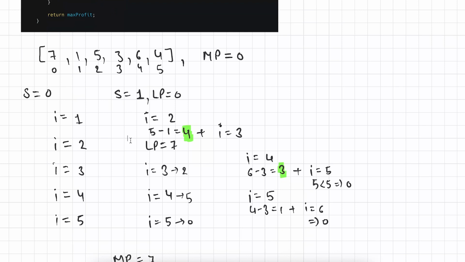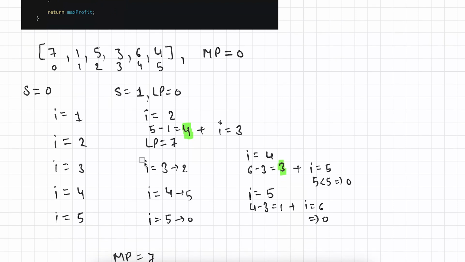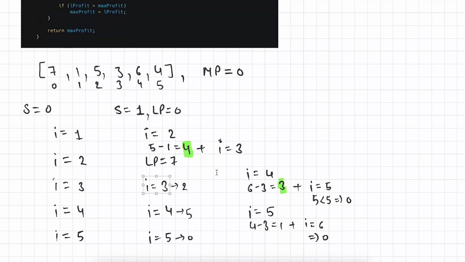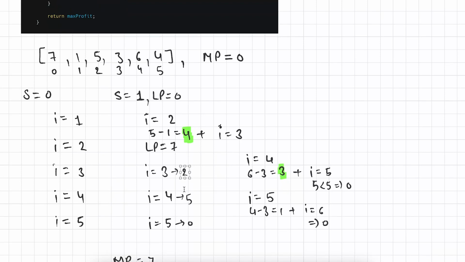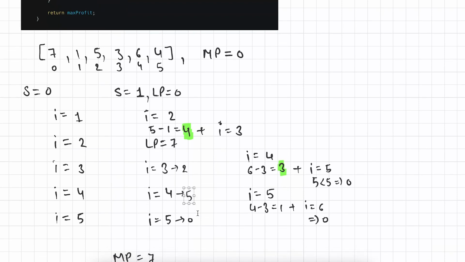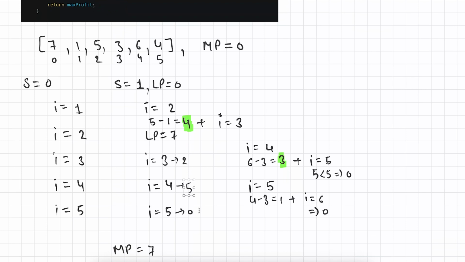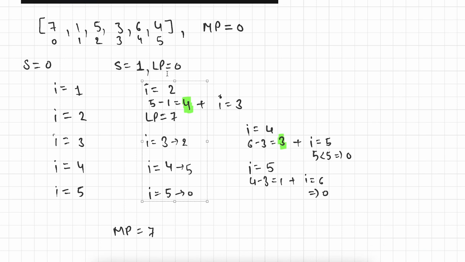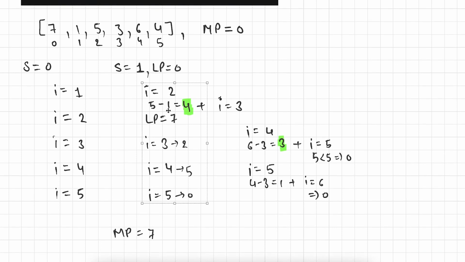And our inner loop moves to the next iteration where the value of I is 3. And if I calculate the profit on this day, we can make a profit of $2. And similarly, when I equal to 4, we can make a profit of $5, and so on and so forth. And after the inner loop gets completed, we again check if the local profit is greater than maximum profit or not.